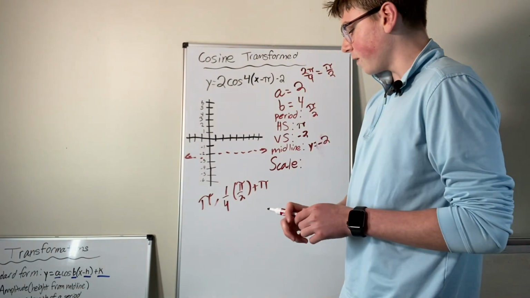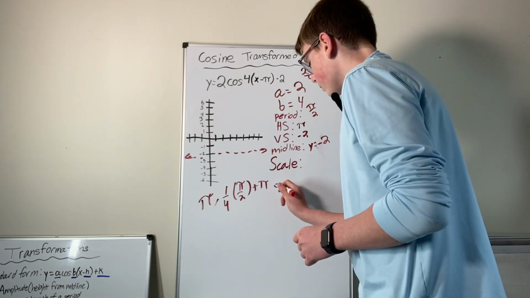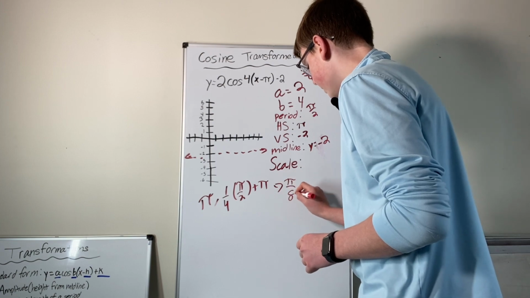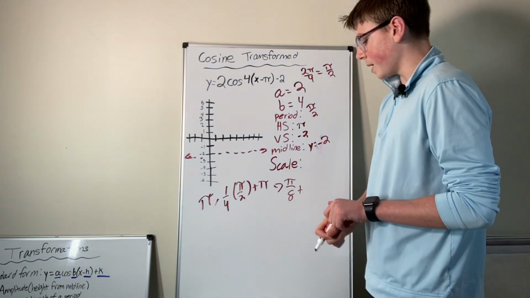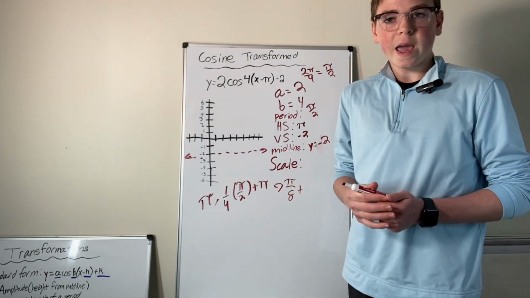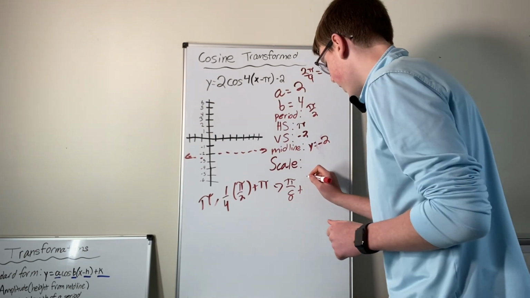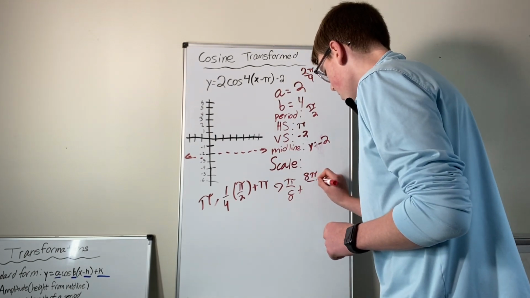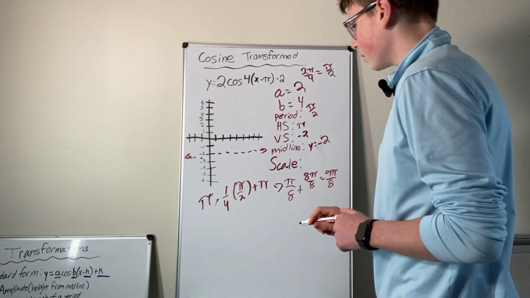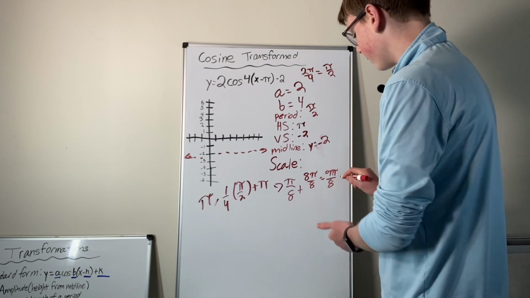So 1/4 of pi over 2 is pi over 8. So this would be pi over 8 plus, if we want a common denominator, pi is really 8 pi over 8. So it would be pi over 8 plus 8 pi over 8 equals 9 pi over 8. So we see second point, 9 pi over 8.